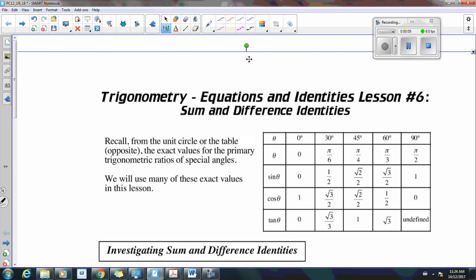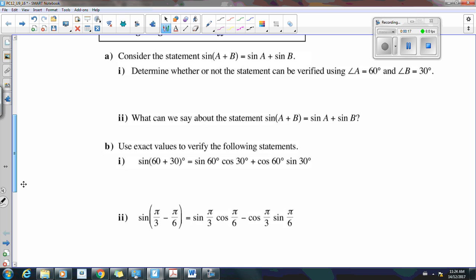Okay, we have lesson 6, sum and difference identities. The first part of this lesson is an investigation, just showing that these identities work. We're going to skip that. You can always plug some things into your calculator.